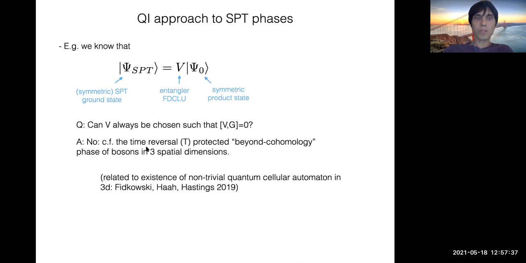And so, for instance, there's a famous phase called the so-called beyond cohomology phase, protected by time reversal symmetry in 3 dimensions, where it turns out that this entangler cannot be chosen to be symmetric. There's a fundamental obstruction to choosing it to be symmetric, and this is related to the existence of something called the non-trivial quantum cellular automaton, which is an operator that kind of looks like a finite depth circuit. It's a so-called locality preserving operator, which nevertheless cannot be a finite depth circuit. So that's related. It's not directly related, but it's partially related.